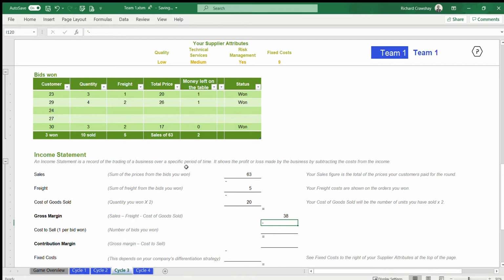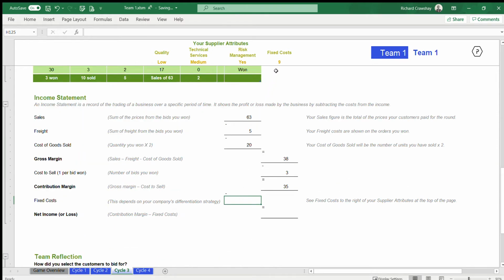The cost to sell is 1 per bid. We only won 3 bids, so that's a total cost of 3, which means our contribution margin is 38 minus 3, which is 35. Our fixed costs we can see up here. They're 9, coming from our original fixed cost of 5, 2 for our medium score on technical services, and 2 for risk management. So we put the 9 in there, and our total net income is 26.